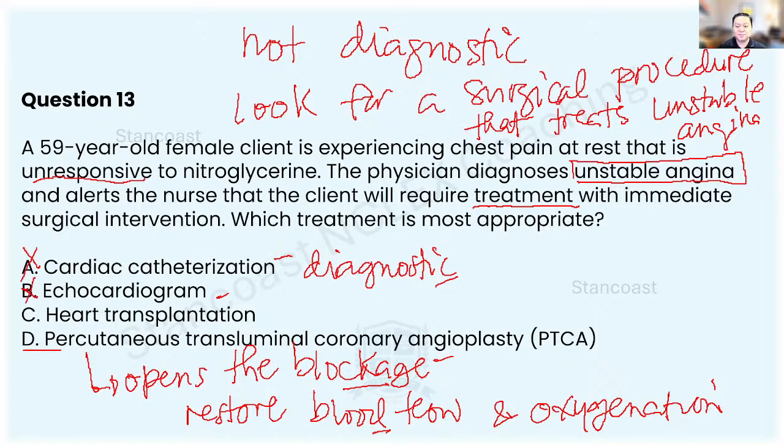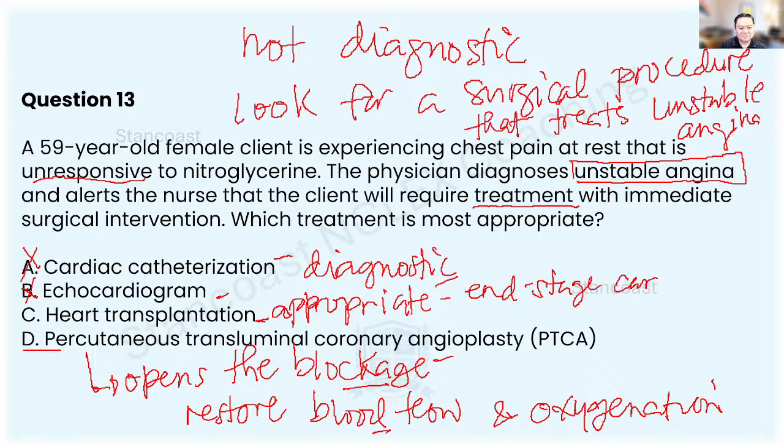Heart transplantation. This is going to be appropriate for end-stage cardiac disease. It's not going to be appropriate for acute treatment, okay? So heart transplantation is not appropriate for acute treatment. It can help, but again, this is only indicated for end-stage cardiac disease, not on a patient with unstable angina, okay? So we are going to select letter D.